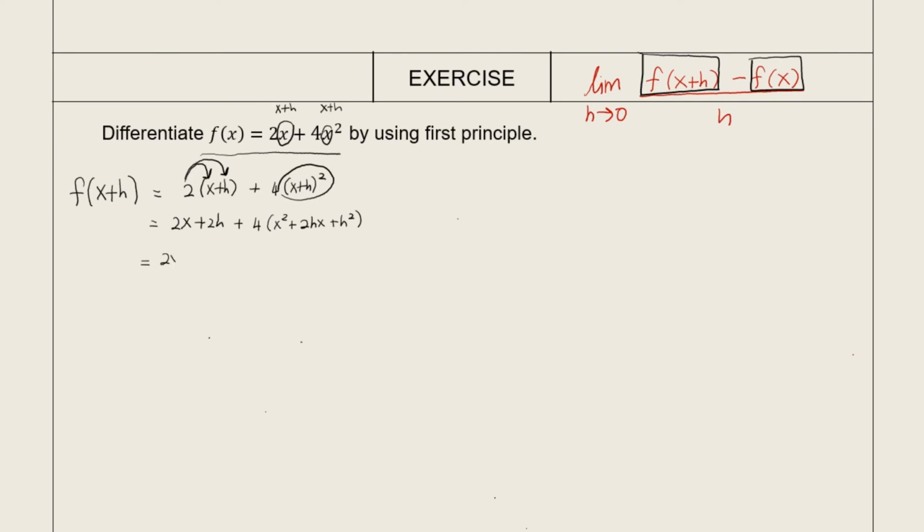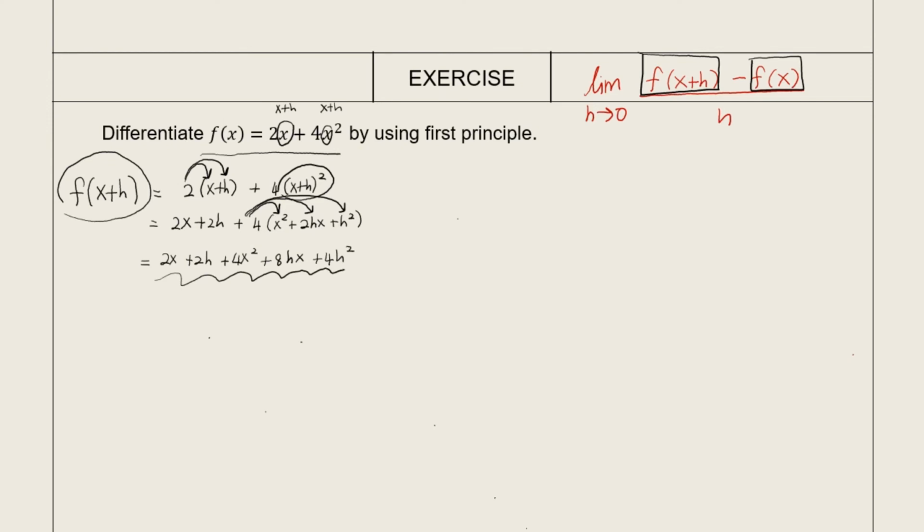So you have your 2x here plus 2h here and here. Positive 4 multiplied by x squared, you will have 4x squared. Positive 4 multiplied by 2hx, you will get positive 8hx. Positive 4 multiplied by h squared, you will get positive 4h squared. Okay, so this is your f(x + h).